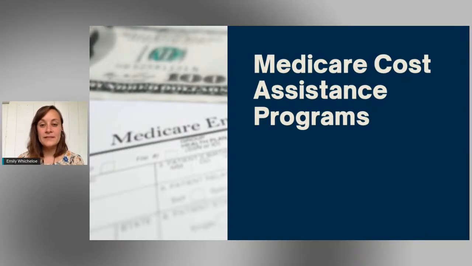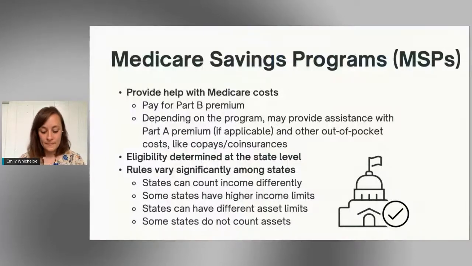So that was a little bit about some Medicare basics, enrollment basics. We'll now review some Medicare cost assistance programs that are also important to know about in order to understand expansion Medicaid transitions. First, we have Medicare Savings Programs, or MSPs. MSPs provide help with Medicare costs. They pay for the Part B premium, and depending on the program, they may provide assistance with the Part A premium, if applicable, and other out-of-pocket costs like co-pays or co-insurances.